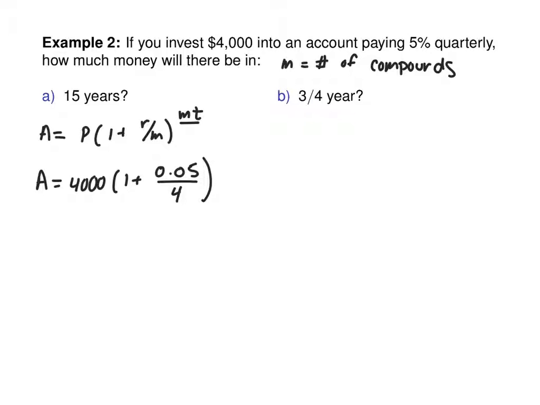And the power is the number of compounding periods, and then does it say how long? 15 years. What is 4 times 15? 60. Why do you divide 0.05 by 4? It's paying 5% quarterly. Quarters, 4 quarters in a year.